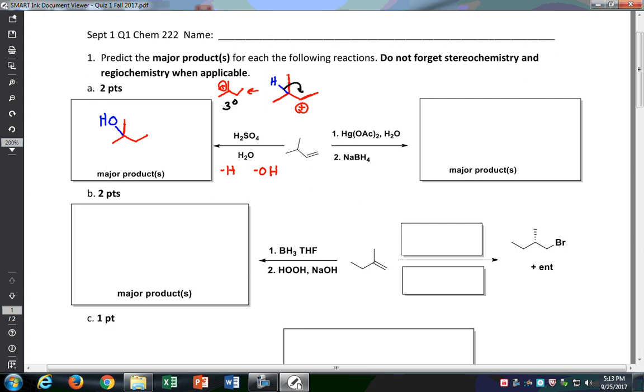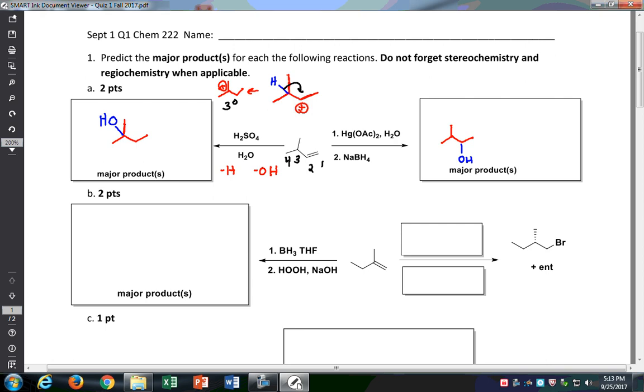The advantage of this reaction is the mercury will not allow for a rearrangement, though we're still going to get a Markovnikov addition. So in this case, our more substituted position is carbon 2. So that's where we're going to get our addition of our alcohol, on carbon 2. And of course, our hydrogen would be on carbon 1.